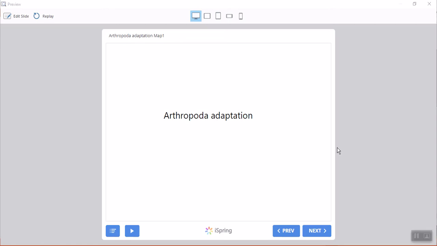Hello, good morning, everybody. Today I would like to talk about the adaptations of arthropoda. As you know, the phylum Arthropoda has the largest number of species, and the largest number of animals present in this group. Today we are going to see the different types of adaptations this group of animals adapts to live and to exist.